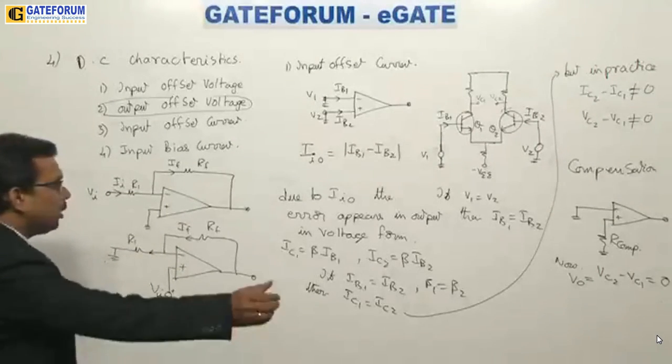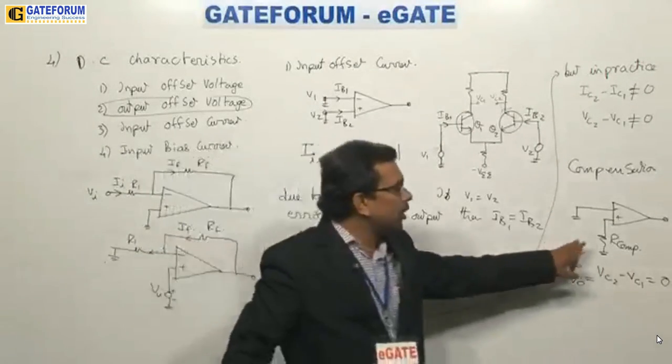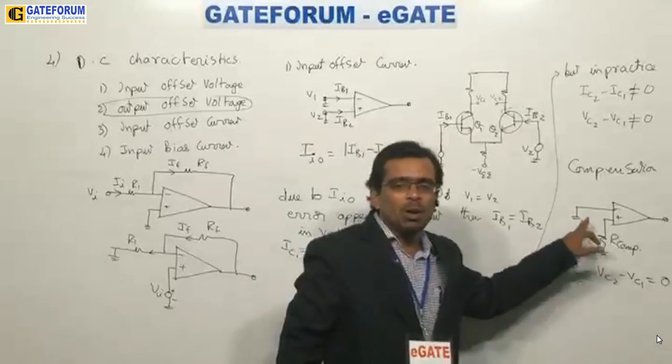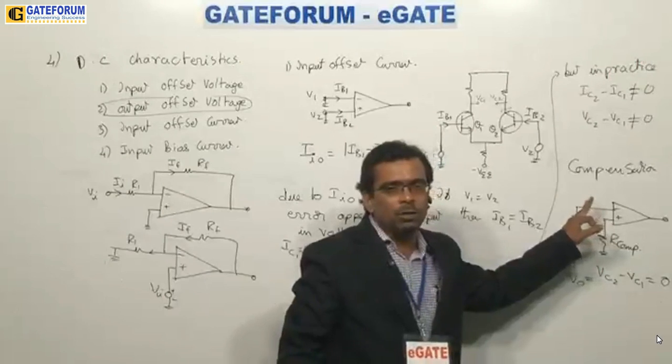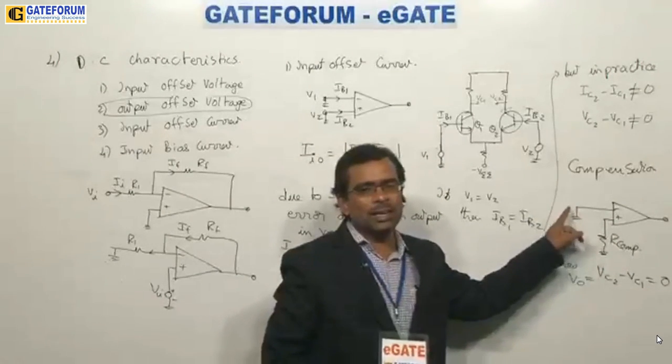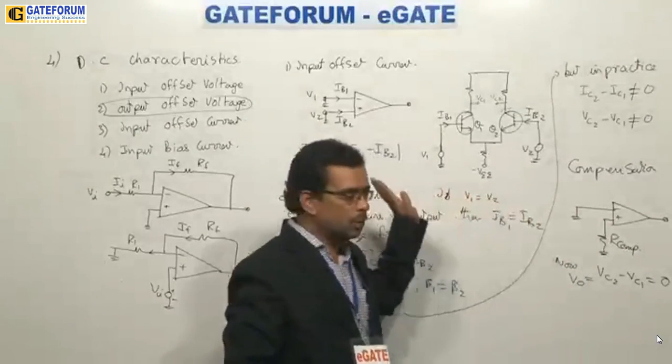Now, so like this we try to do. And the important thing is, R compensation must be given only to the plus terminal, not to the minus terminal. You should not give it there, because the minus terminal will take care of the feedback. You should not connect there. If you connect there, the error will not be solved.